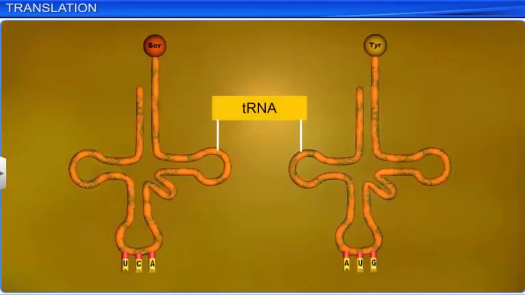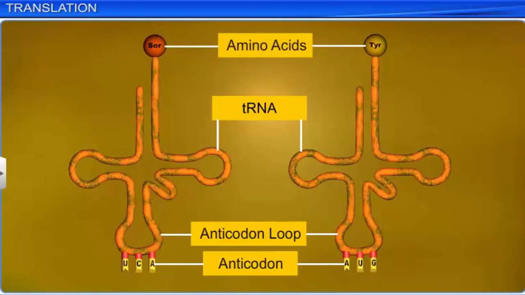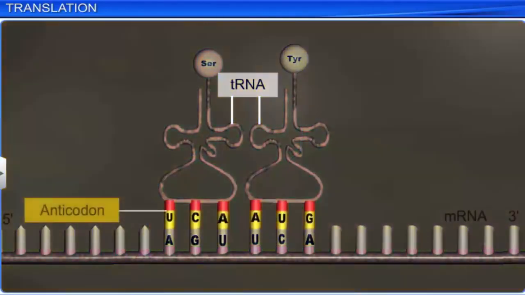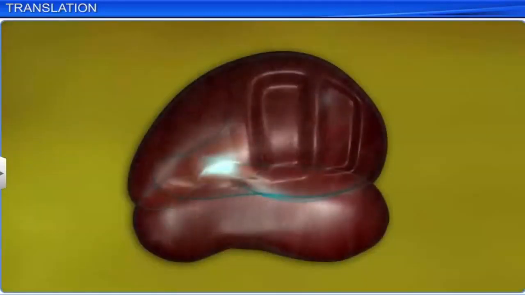The tRNA has an anticodon loop which determines the amino acid that will link to it. This anticodon of tRNA is complementary to the codon sequence on the mRNA and will only bind to that codon. Apart from tRNA, a ribosome is another component required for translation. It is made up of structural RNAs and about 80 different proteins.